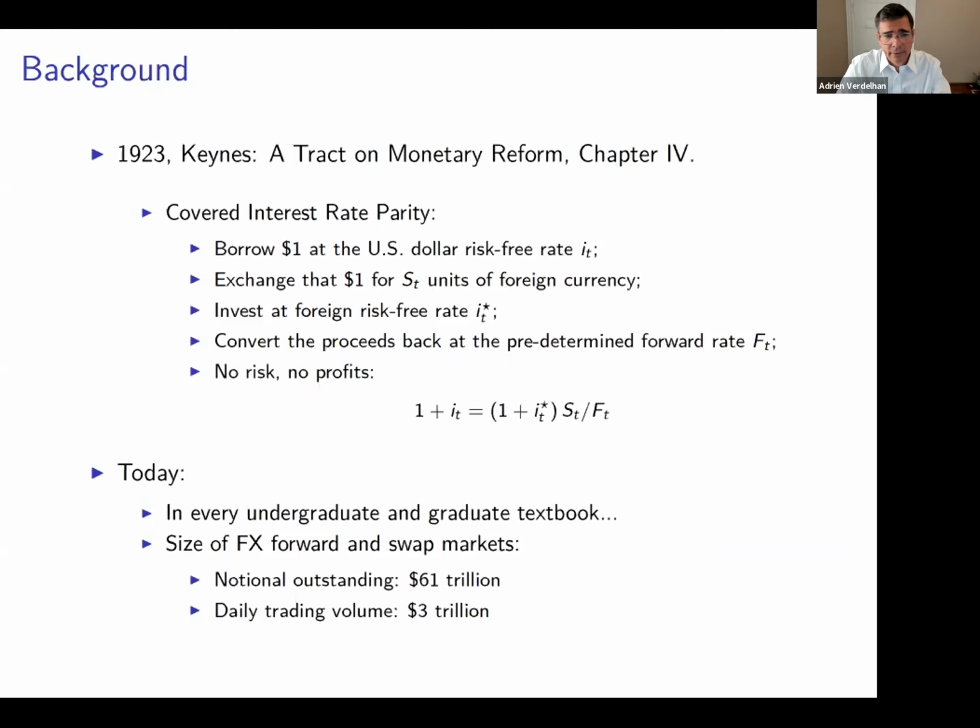Now, what Keynes explained in 1923 seems very, very convincing. If you do that, you're not taking any risk. Everything is decided today. You know the spot rate today, you know the interest rate in the US, you know the interest rate in Japan, you know the forward rate. Everything is known today. There's no risk, so there shouldn't be any profit.